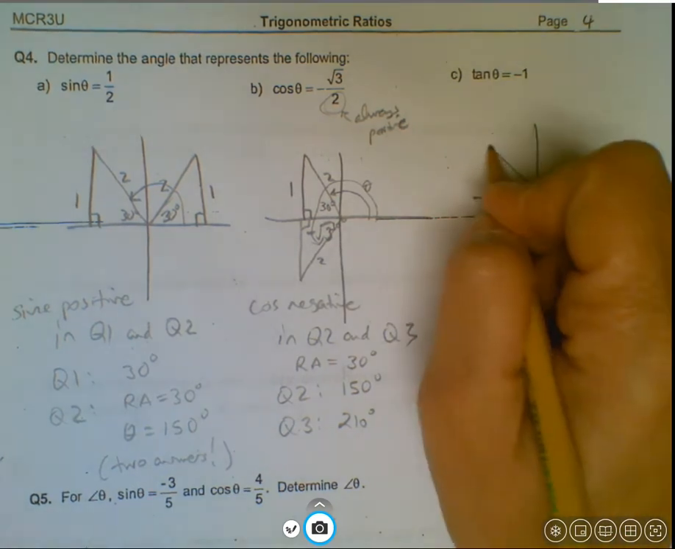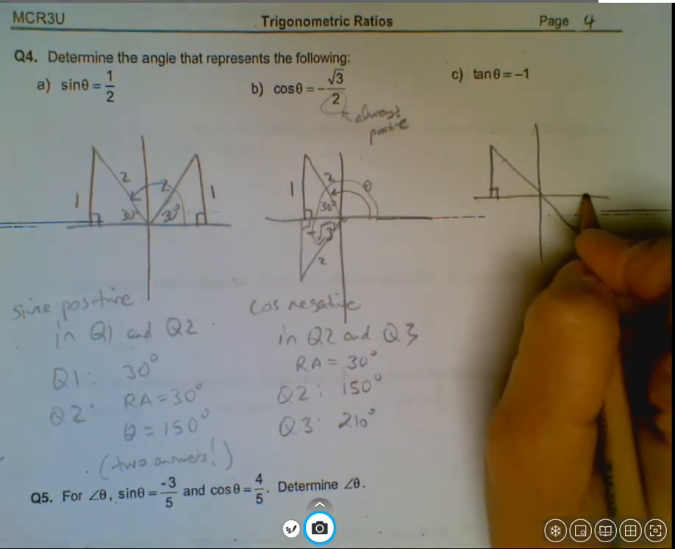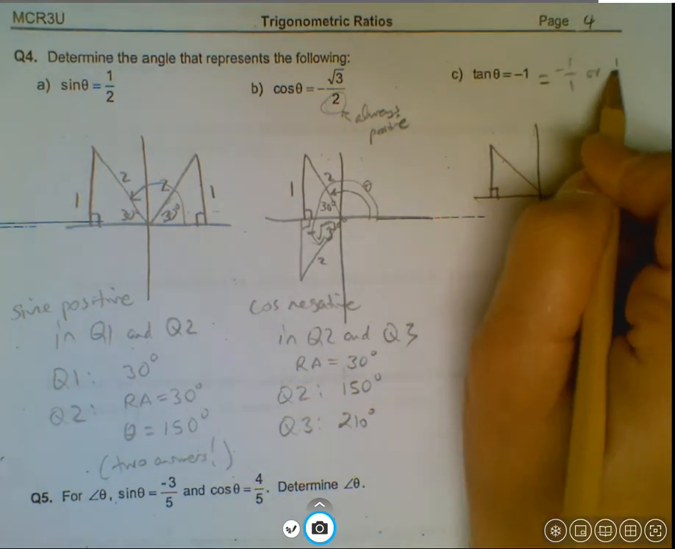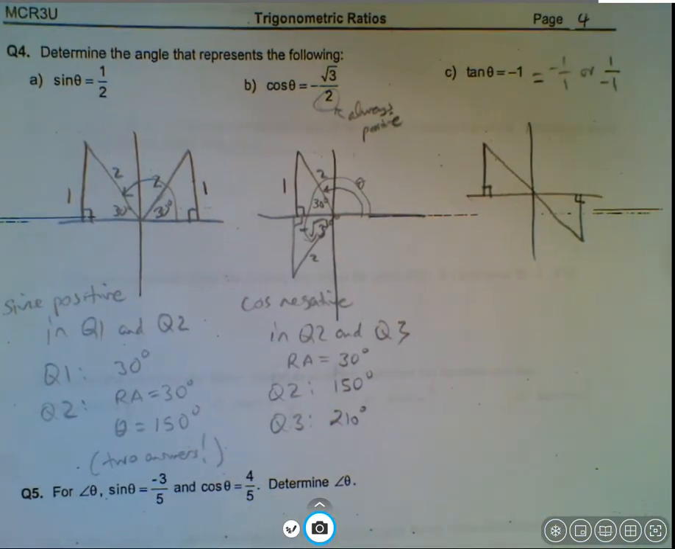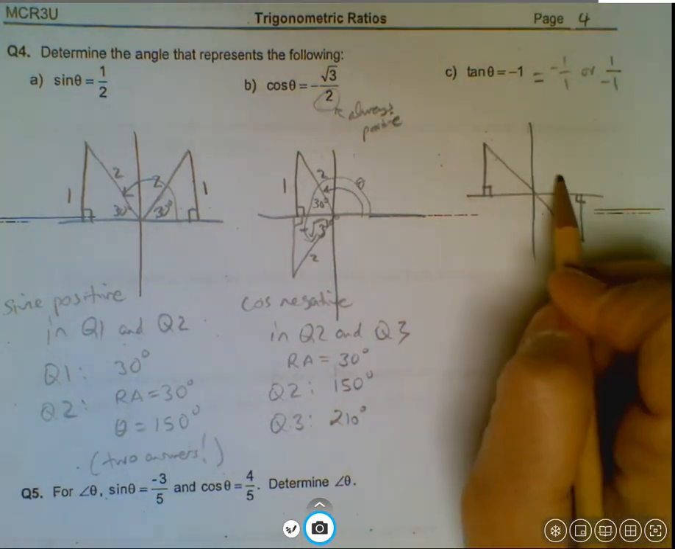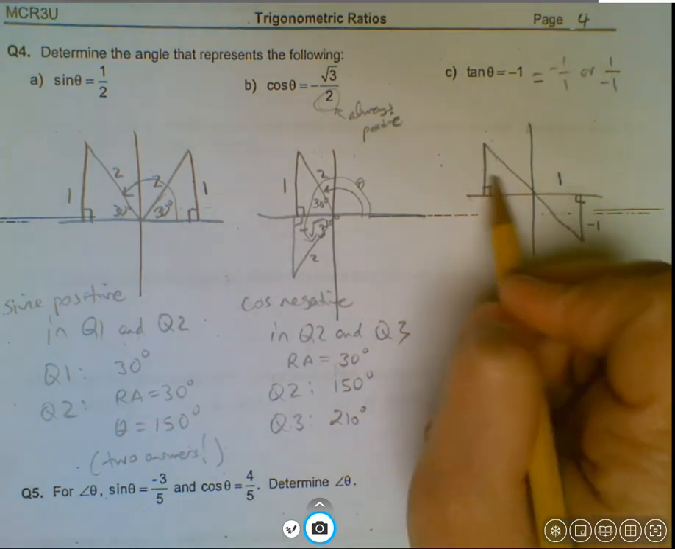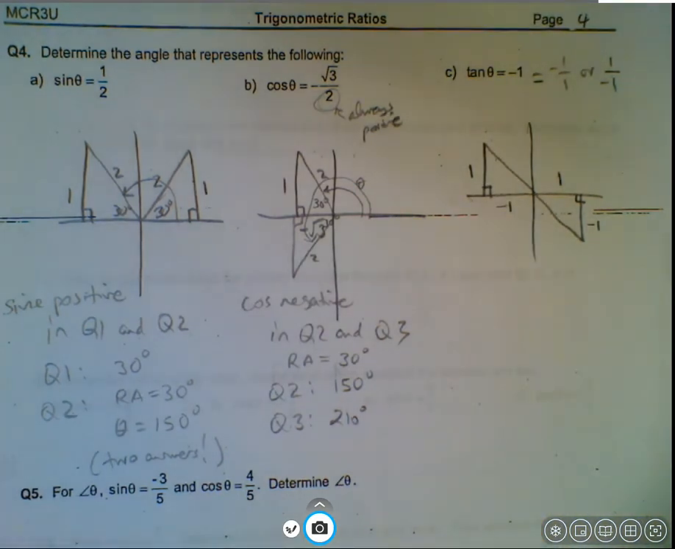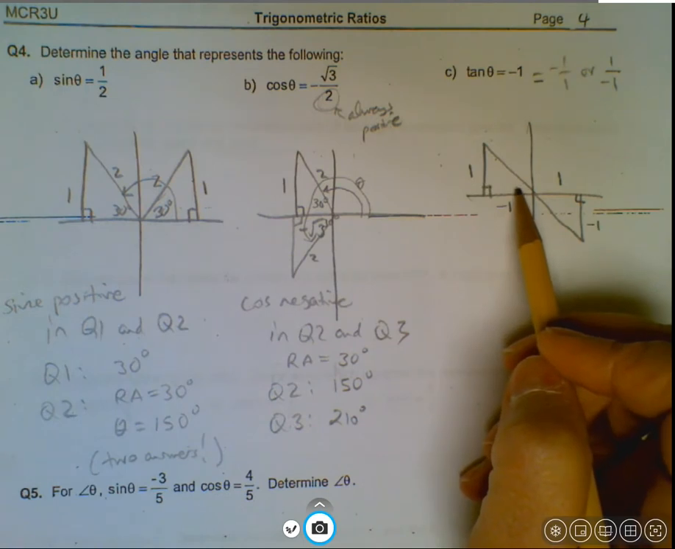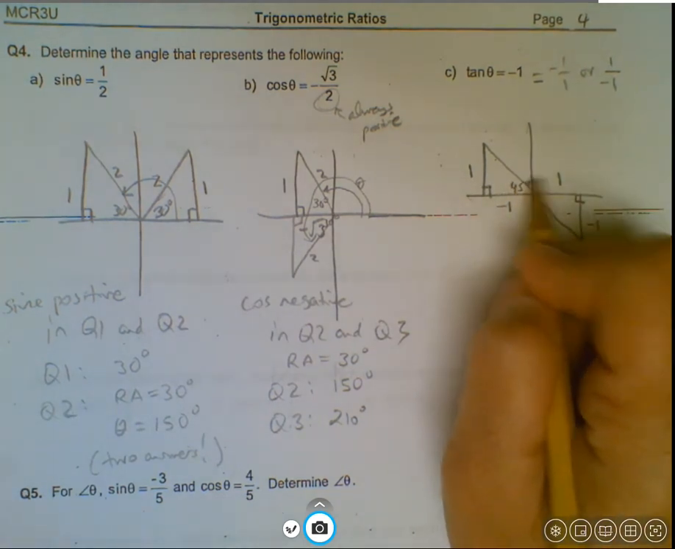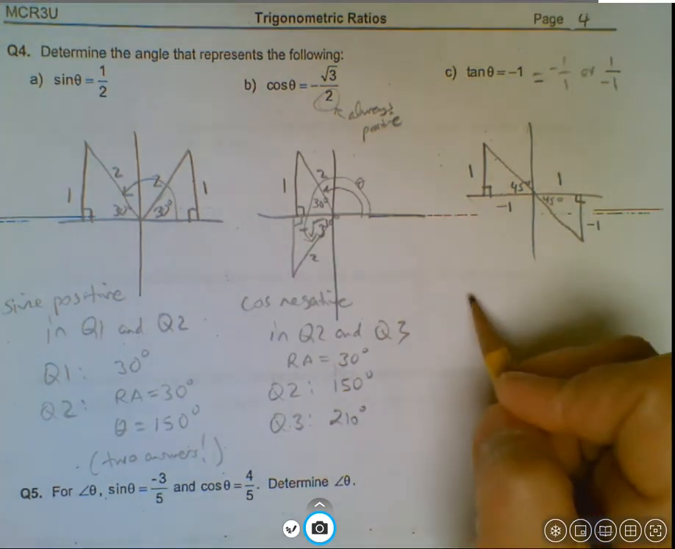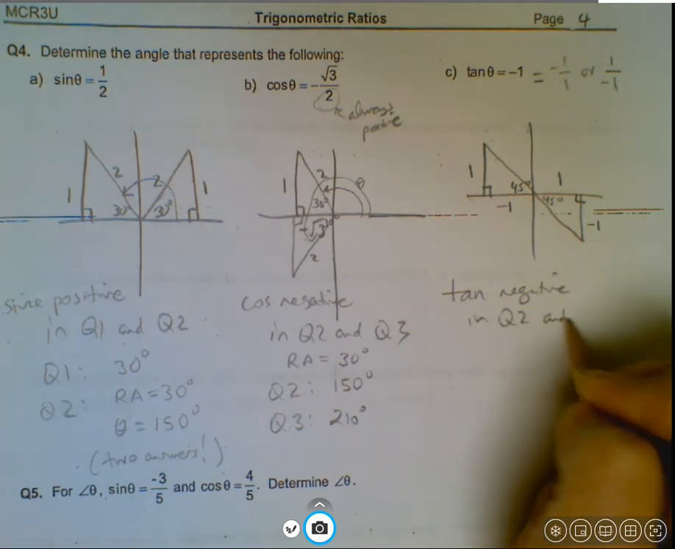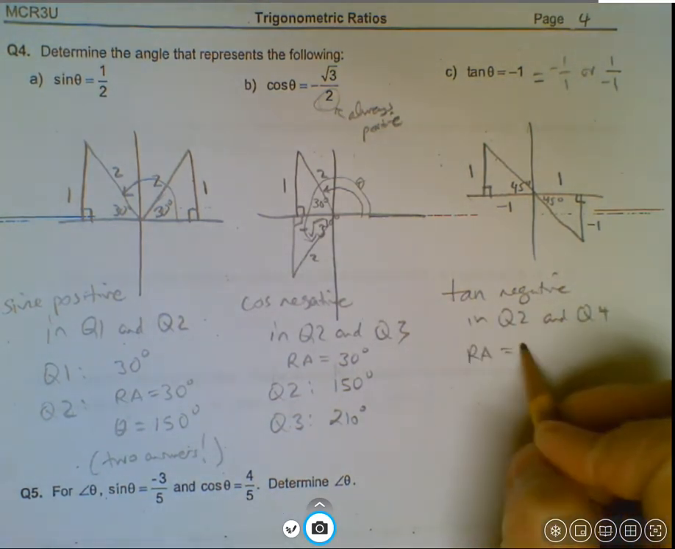So I'm going to draw the triangle in quadrant 2 and quadrant 4. Now I can see in quadrant 2, so this is negative 1 over 1, or it's 1 over negative 1. So this one, the adjacent is 1 and the opposite is negative 1. This one, the opposite is 1 and the adjacent is negative 1. Well, we recognize this triangle. That's the other special triangle. So what angle goes here? Right? 45 degrees. Both of them 45 degrees. So tan is negative in quadrant 2 and quadrant 4. The related angle is 45 degrees.